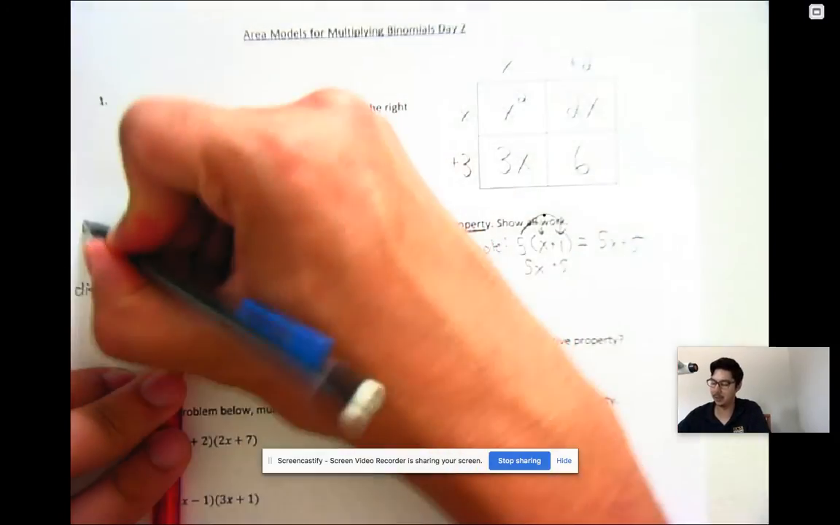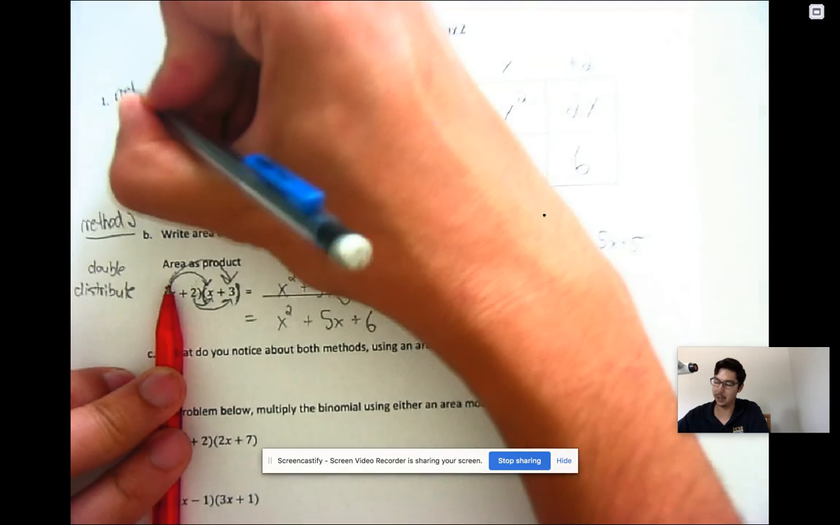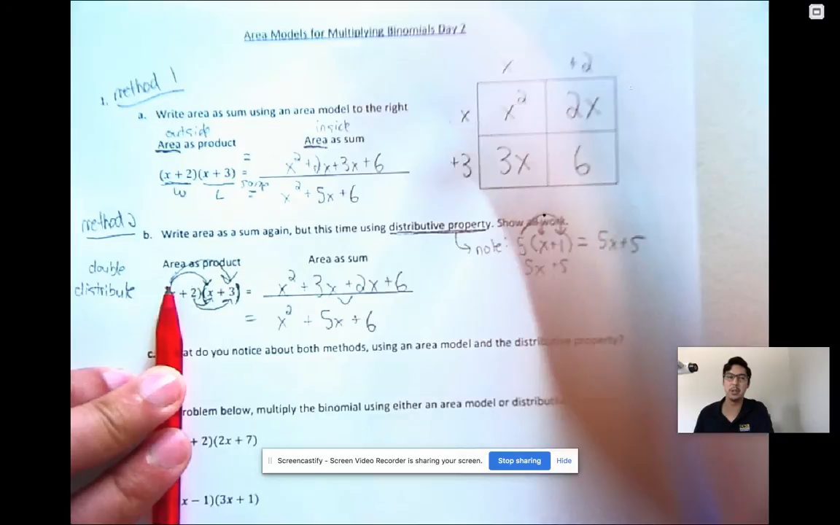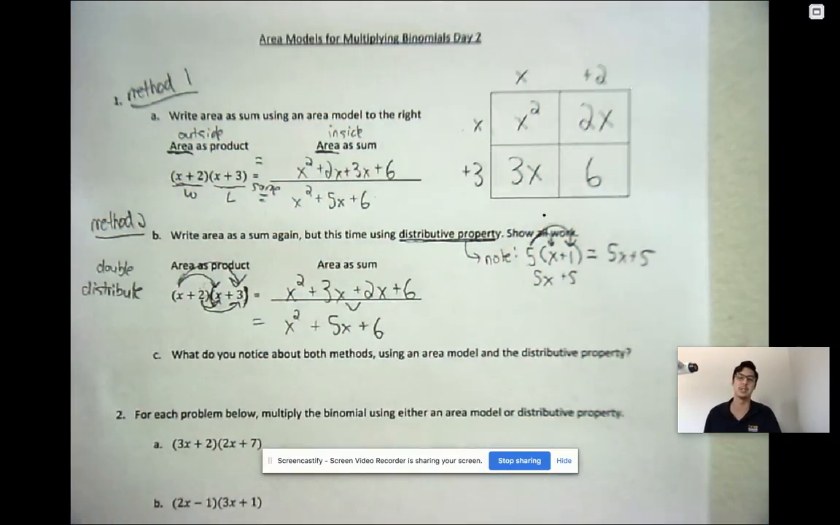You have a method of distributive property, or you have a method of area models, where both of them are effective, and it's really up to you to determine which one makes more sense to you. And that's what you'll be practicing down here on number 2. Okay? So try it out. Maybe try it yourself. See if one method makes more sense than the other. All right?